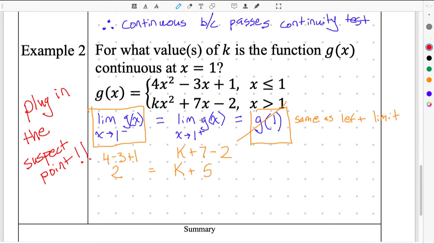So Claire plugged in 1 to the second equation and got k plus 5. Well, that's what it's saying. I want this to be continuous. The question is saying, for what values of k is this function continuous? Well, now I just have to solve for k and I'm done. So k is equal to, yep, -3. Done, box it.